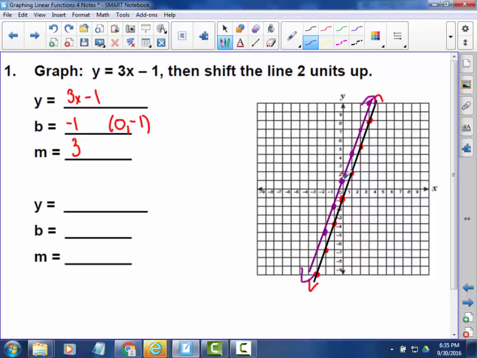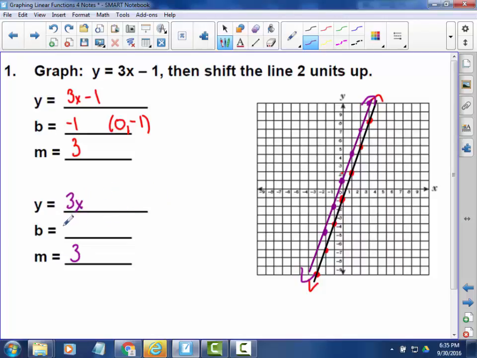So I'm starting at this point: up 3, over 1. Again, up 3, over 1. I'm getting the same slope, so my slope is going to be 3. And so I know that it's going to be y equals 3x.